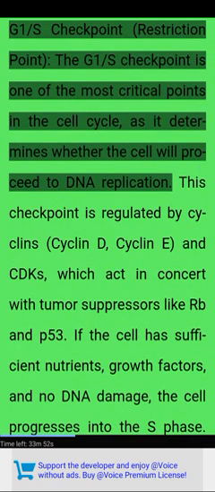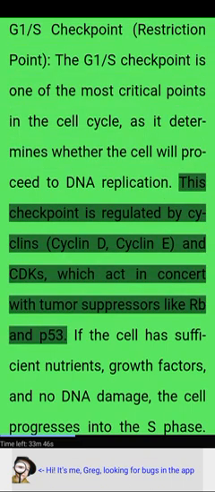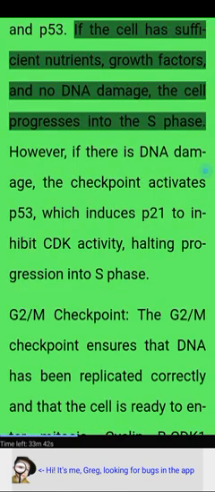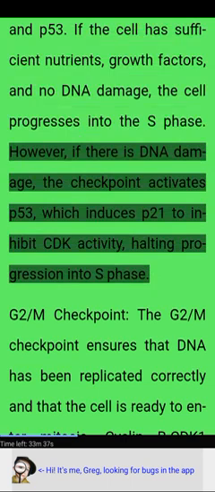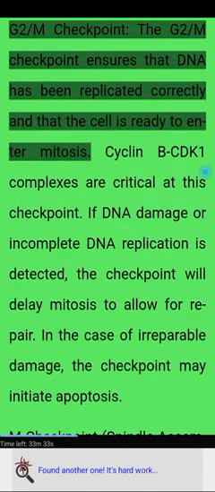G1/S checkpoint, restriction point. The G1/S checkpoint is one of the most critical points in the cell cycle, as it determines whether the cell will proceed to DNA replication. This checkpoint is regulated by cyclins, cyclin D and cyclin E, and CDKs, which act in concert with tumor suppressors like RB and p53. If the cell has sufficient nutrients, growth factors, and no DNA damage, the cell progresses into S phase. However, if there is DNA damage, the checkpoint activates p53, which induces p21 to inhibit CDK activity, halting progression into S phase.